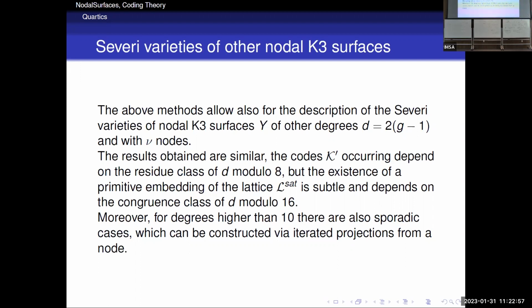And there are also some other sporadic examples, and these are interesting geometrically because there is an old theorem of Saint-Donat, which says if you have a K3 surface with nodes, you can take a node and project from the node, and you get other K3 surfaces in smaller degree. This procedure gives some exceptional examples.